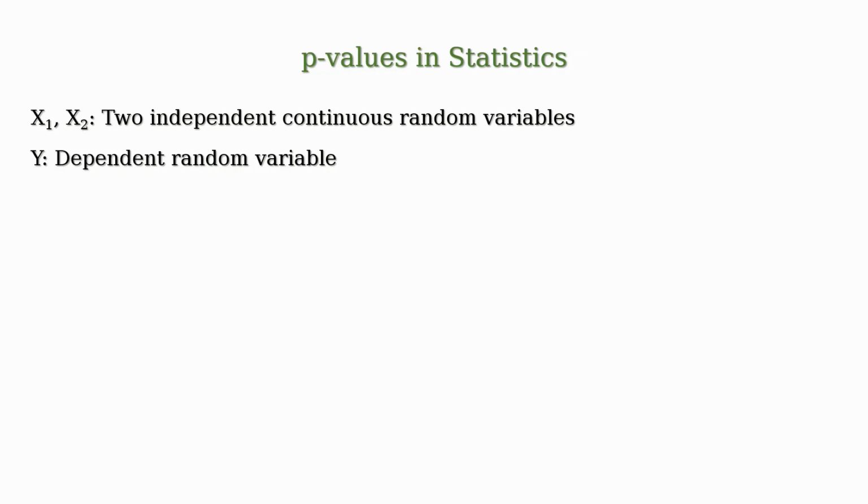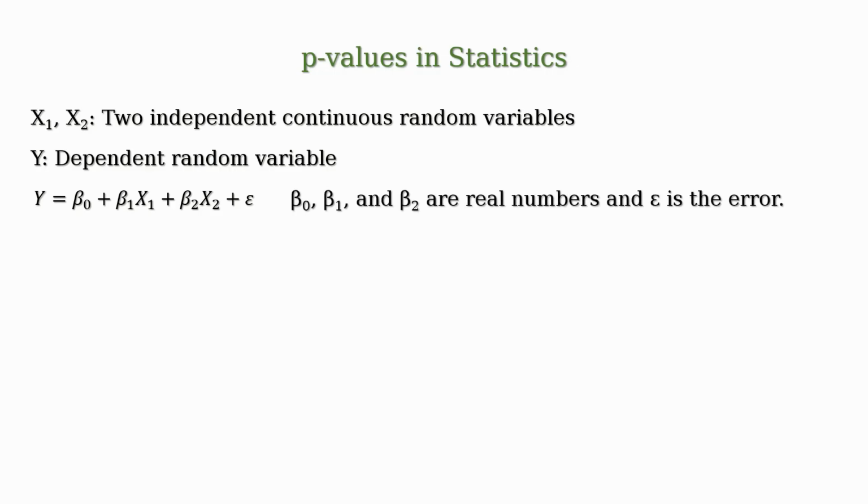y is statistically significant. Now, we can calculate the value of y for particular values of x1 and x2 using the following equation. Y is equal to beta 0 plus beta 1 x1 plus beta 2 x2 plus epsilon. Here, beta 0, beta 1 and beta 2 are real numbers and epsilon is the error. As discussed in our previous video, beta 0, beta 1 and beta 2 are population parameters.